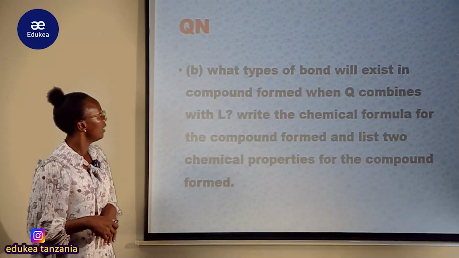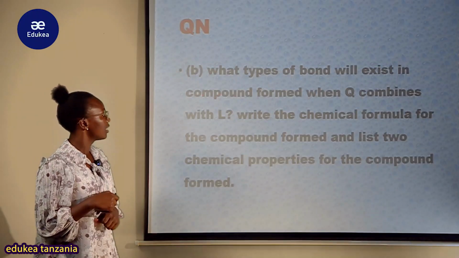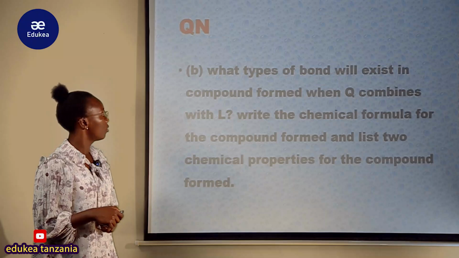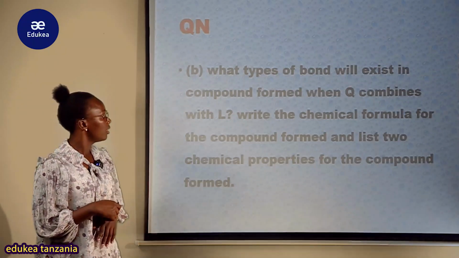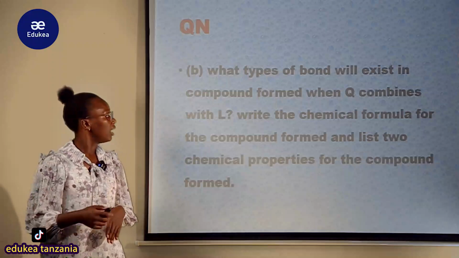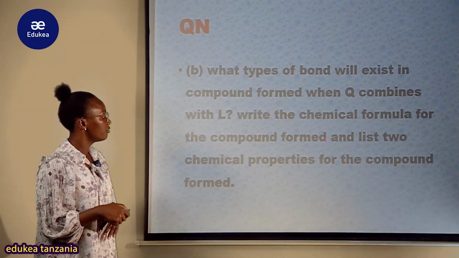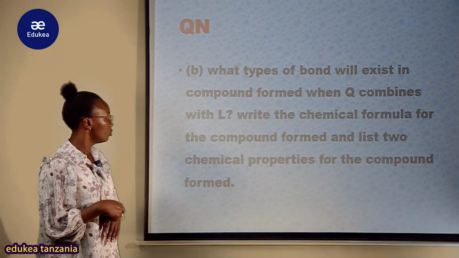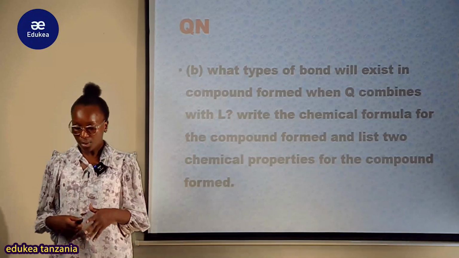But also here, B, what types of bond will exist in the compound formed when Q combine with L? Kwamba Q ikikombine na L ni kitu gani kitatokea? We write the chemical formula for the compound formed and list 2 chemical properties for the compound formed.